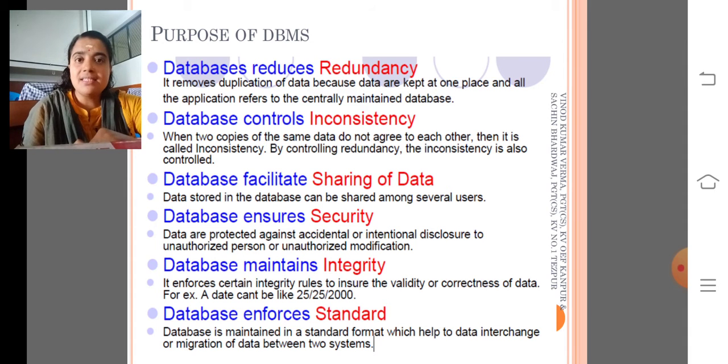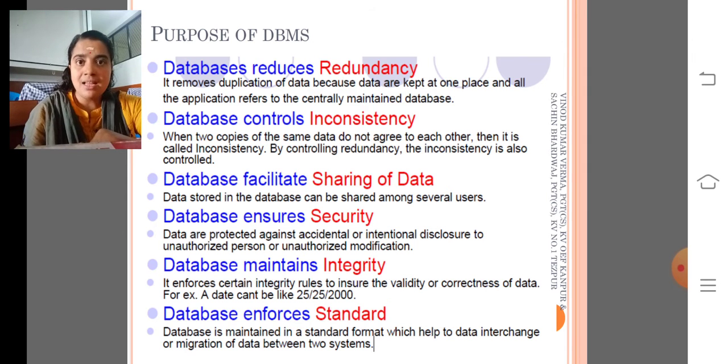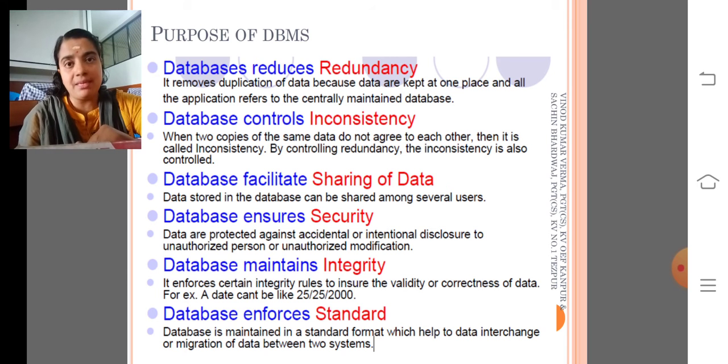The second thing is that the database controls inconsistency. What do you mean by consistency? Consistency is nothing but the stability of data. For reducing the inconsistency, we have to reduce the redundancy. That means when we reduce the redundancy, the consistency of the database increases.